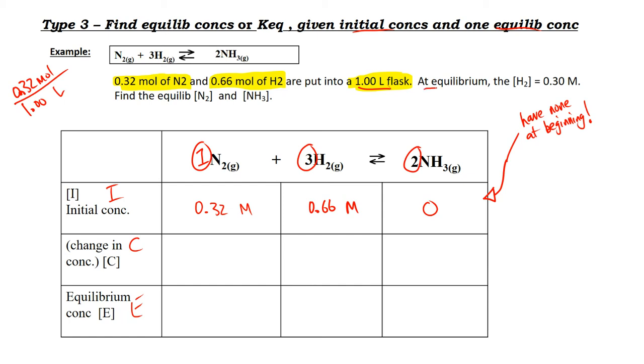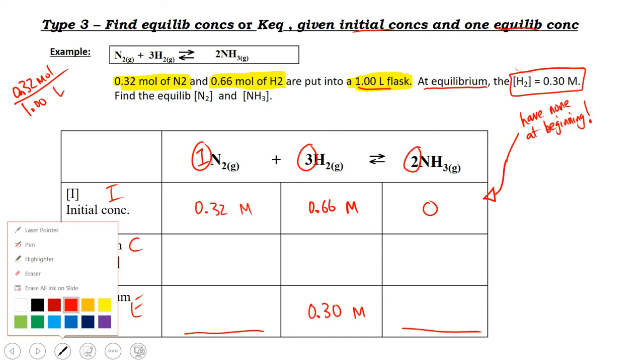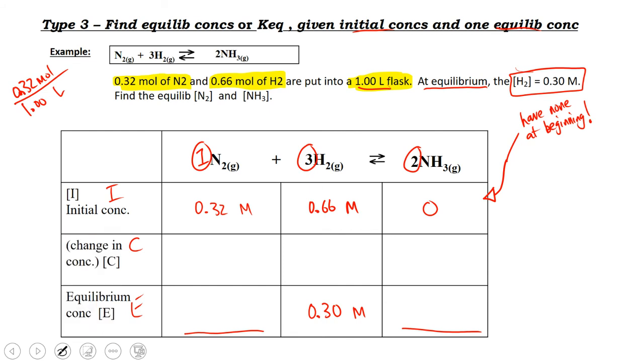So let's keep going. At equilibrium, the hydrogen concentration is 0.30. So that's way down here at equilibrium, 0.30. Find the equilibrium concentrations of the nitrogen and ammonia. That's what I'm after for my final answer. Now you've got to do a little bit of detective work here, a little bit of figuring out what's actually going on. So the first thing I would look at is this row right here, because there's enough information there to figure out what happened, what changed.